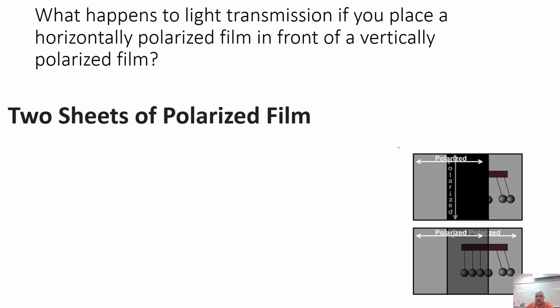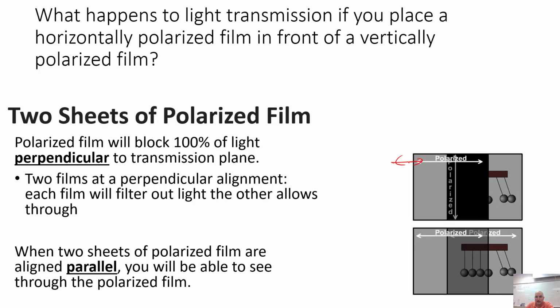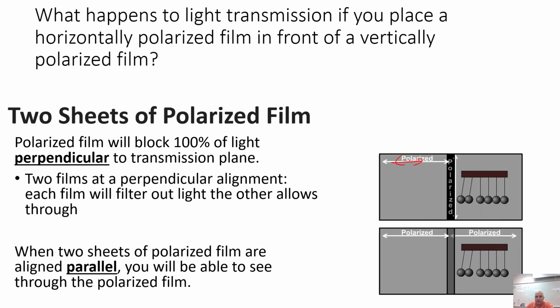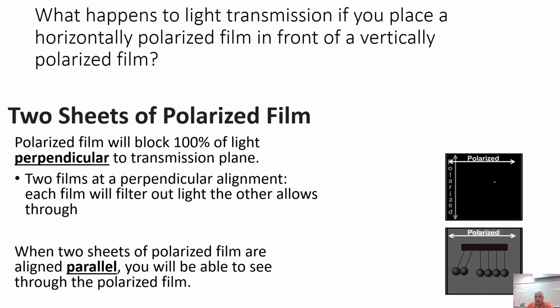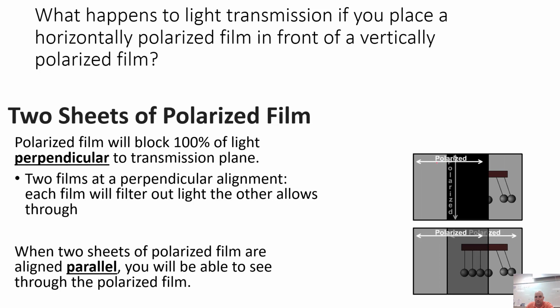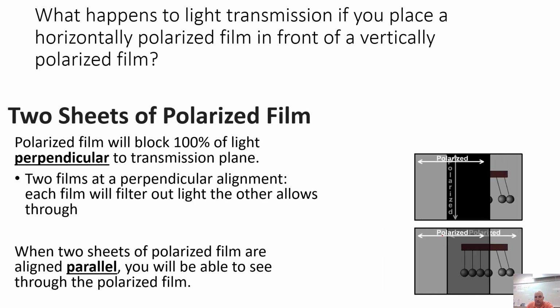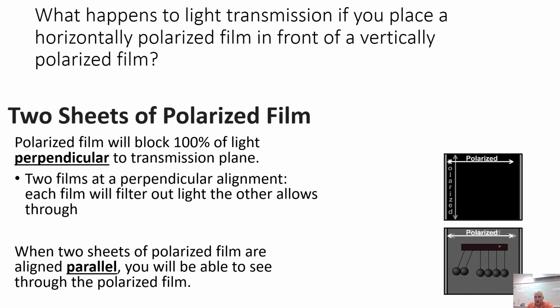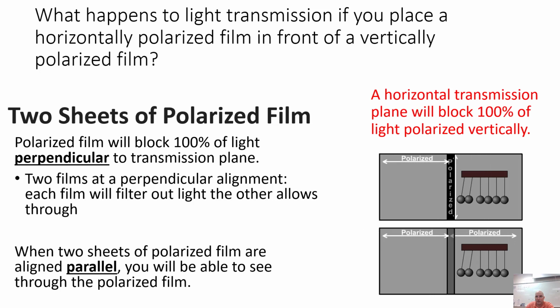If you have two sheets of polarized film, and one is horizontally aligned, it's not going to let any of the vertical light through, and another one is vertically aligned, like the one you see right here, it's not going to let any of the horizontal light through. And in cahoots, they're going to cut out all the light if they're aligned perpendicular to each other, or at a 90-degree angle from each other. Now, the film itself has a little bit of tint, so if you have them both horizontally aligned, it will look a little darker, but you're not going to cut out the light coming through. So with perpendicular alignment, if you have a horizontal transmission plane and a vertical one, you're going to block out 100% of the light.